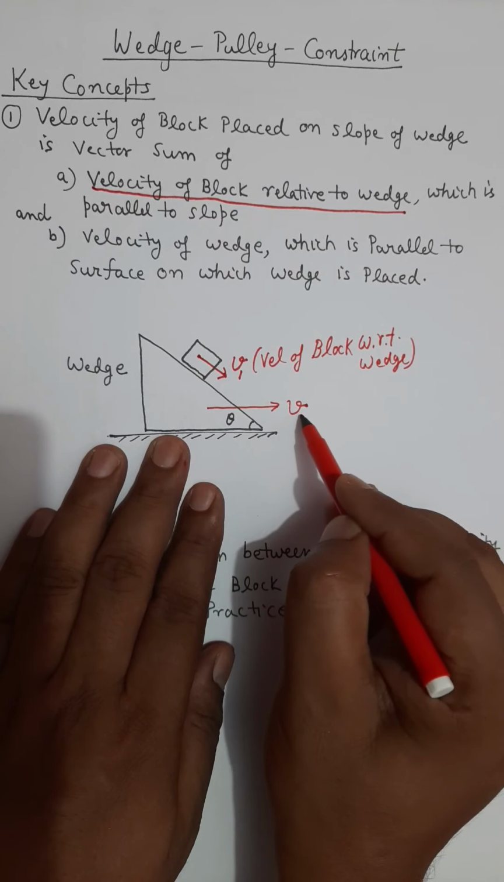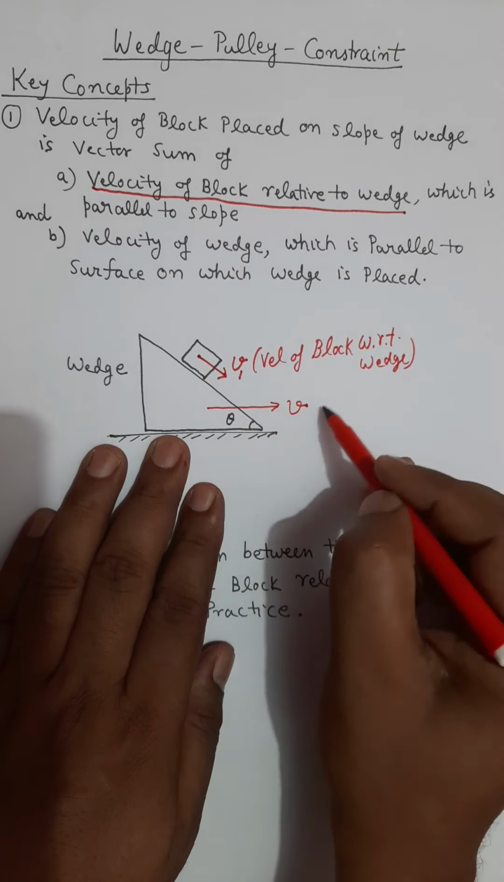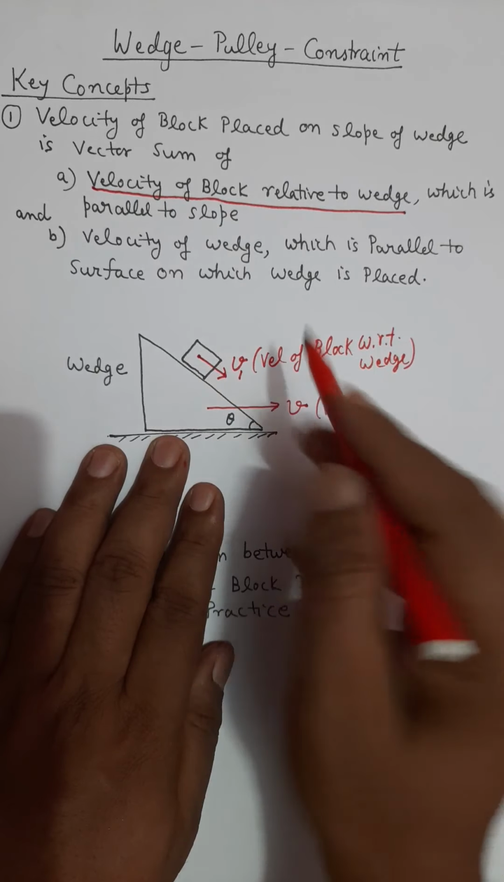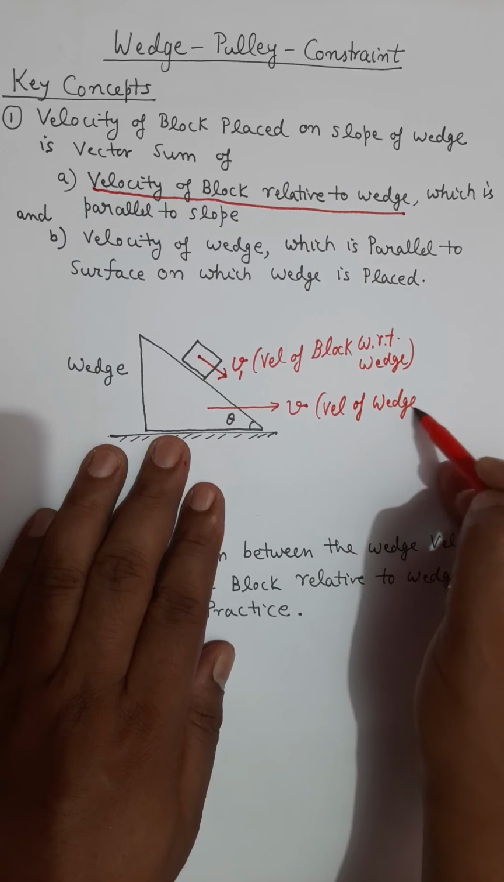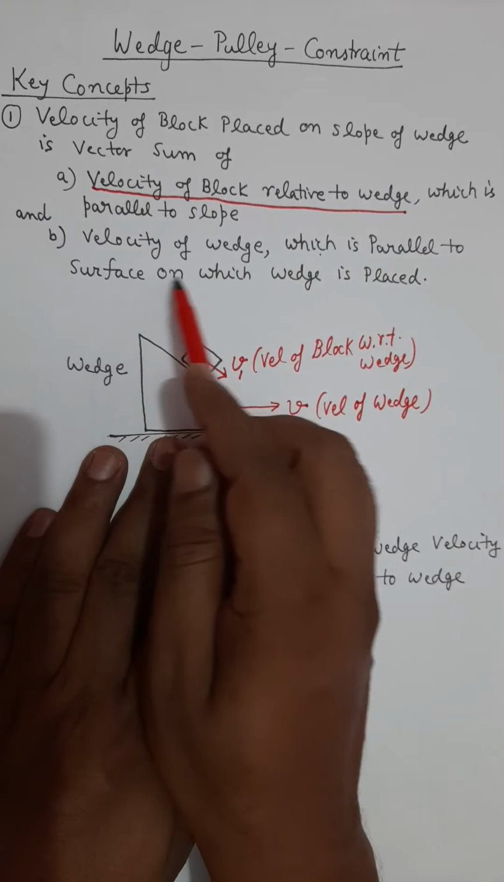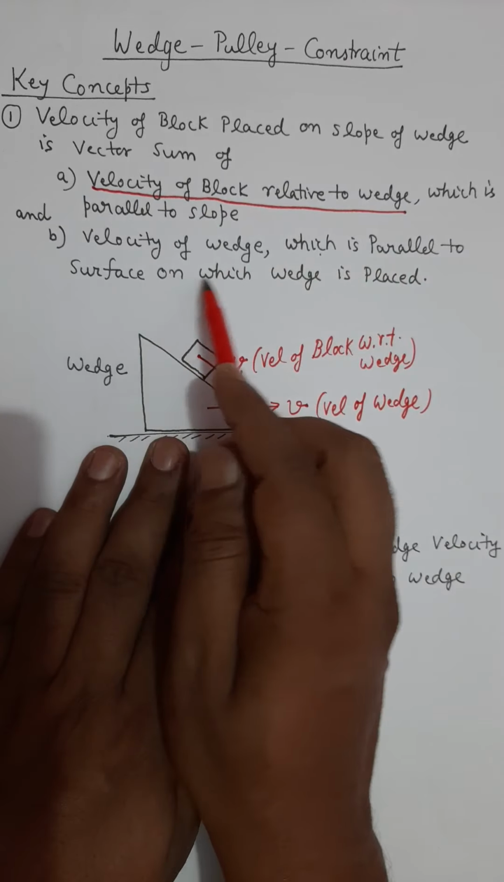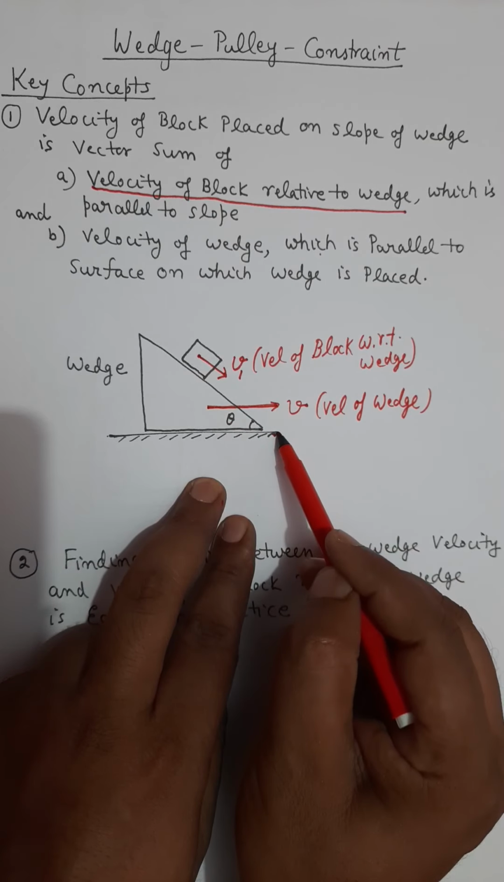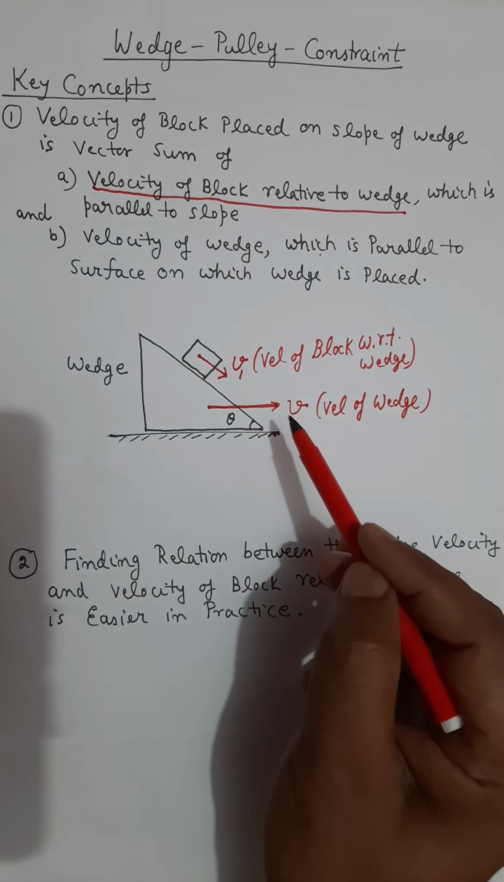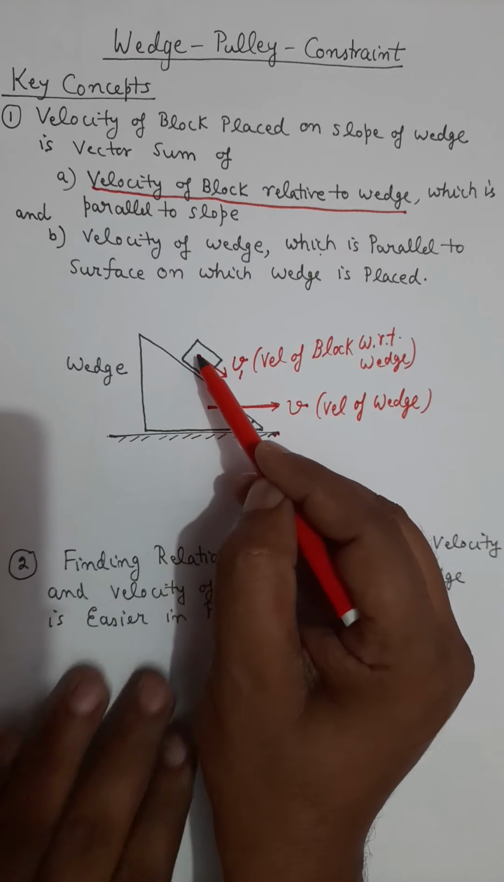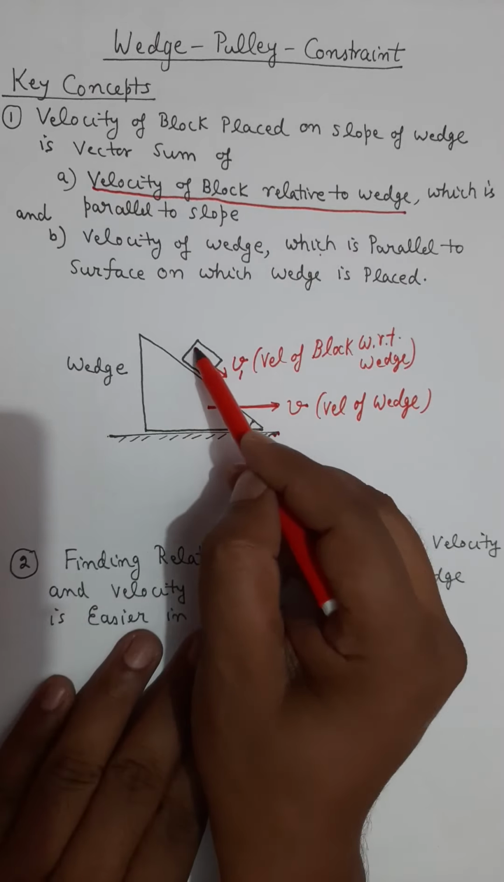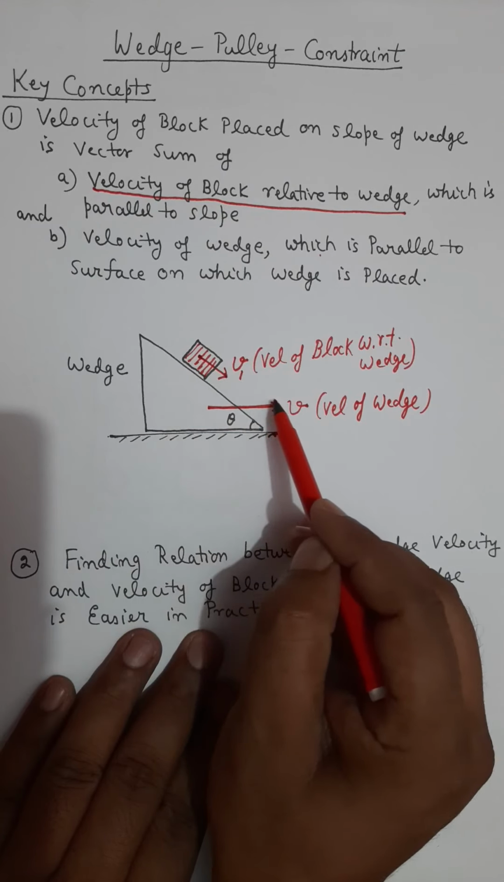And this v is the velocity of the wedge. That is my point number B. This is the velocity of the wedge, which is parallel to the surface on which the wedge is placed. We have placed the wedge on this surface, and therefore the velocity of the wedge is parallel to this surface. Now, that is my first concept: if you want to find the velocity of the block, you need to take a resultant of these two vectors.